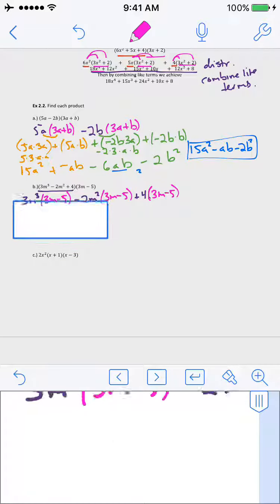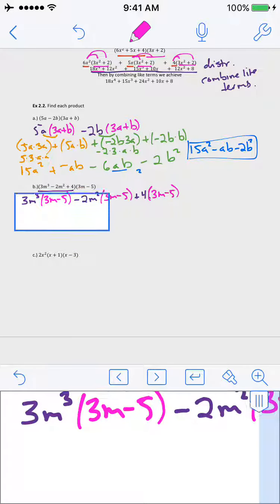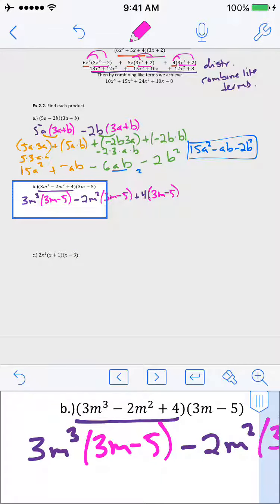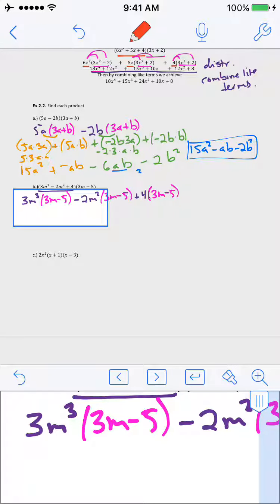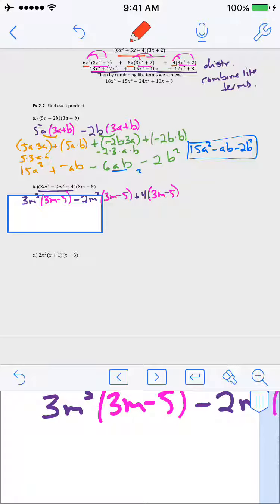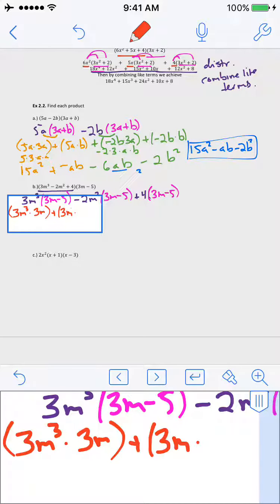All right, so I've just distributed it out. Cool, cool. Now let's tackle each one individually. So I've got this first one, 3m cubed times 3m plus 3m cubed times minus 5.